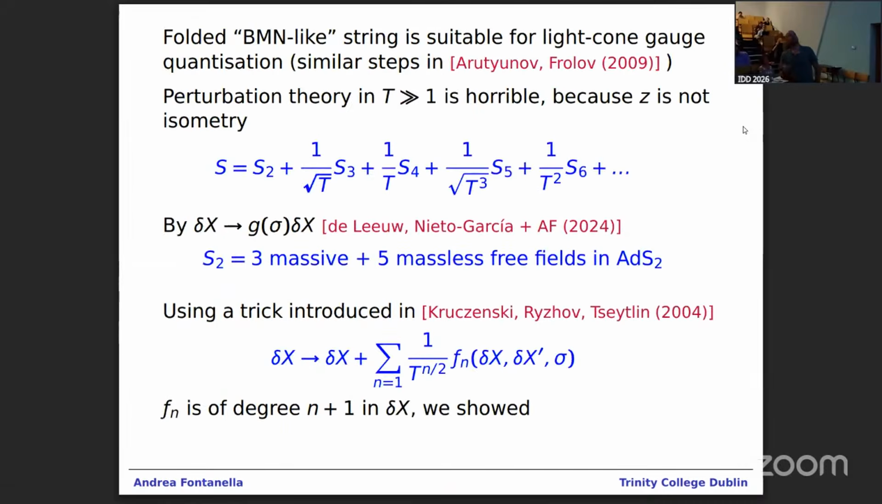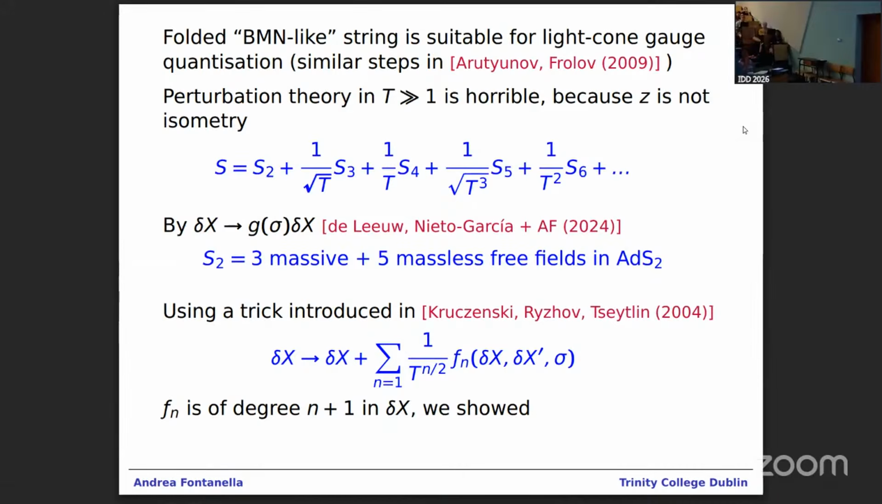This folded BMN string is also good because it is suitable for light-cone gauge quantization, due to this angular momentum unit. The way you do it is similar: you follow similar steps as in Gleb and Sergey's review, and then you can do perturbation theory around this solution. The perturbation theory is in large string tension. And here it is horrible, really, because this Z that we are forced to turn on is not an isometry direction. So when you expand, the action is really messy and it has a lot of sigma terms that break a lot of covariance and everything.